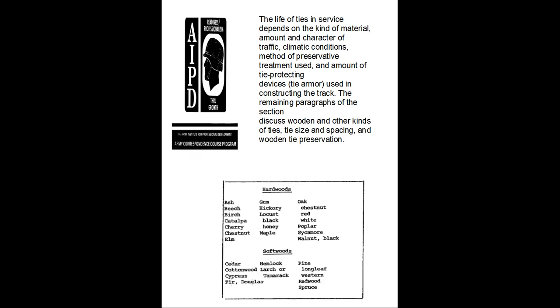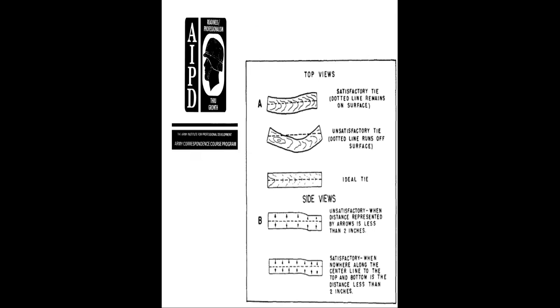Hardwoods for ties include ash, beech, birch, catalpa, cherry, chestnut, elm, gum, hickory, locust, black honey locust, maple, oak, red, white, poplar, sycamore, and black walnut. Softwoods include cedar, cottonwood, cypress, fir, Douglas fir, hemlock, larch, tamarack, pine, longleaf, western redwood, and spruce.